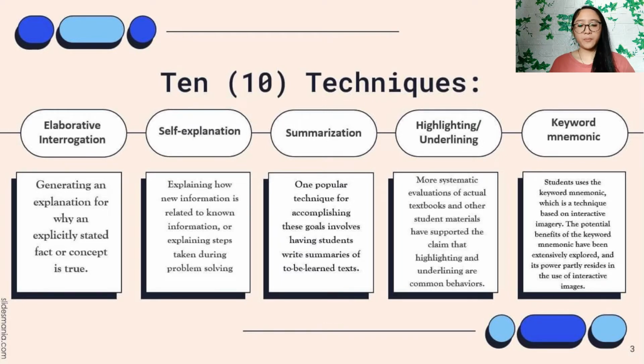Fifth is the keyword mnemonic. Students use the keyword mnemonic, which is a technique based on interactive imagery. The potential benefit of the keyword mnemonic has been extensively explored, and its power partly resides in the use of interactive images. It helps us encode information more effectively so that it can be easily memorized and remembered when we are creating an image in our mind.